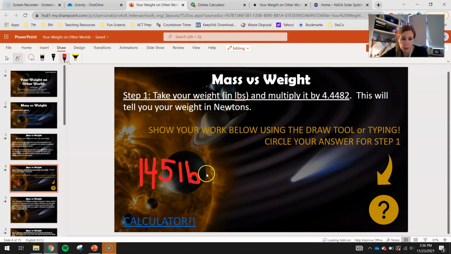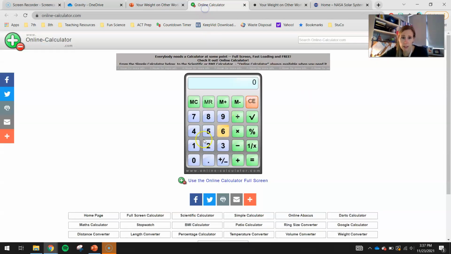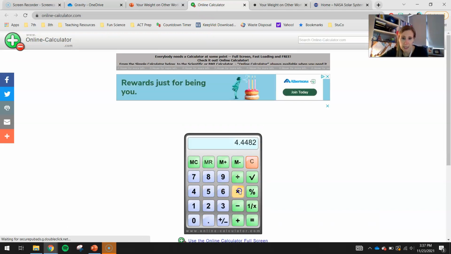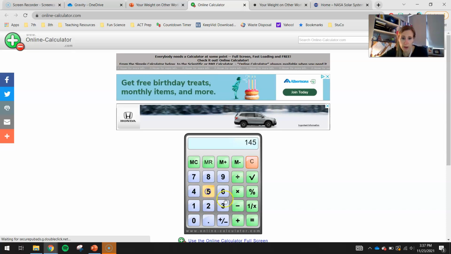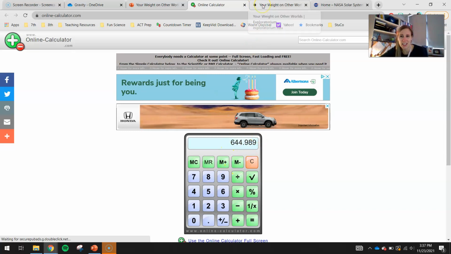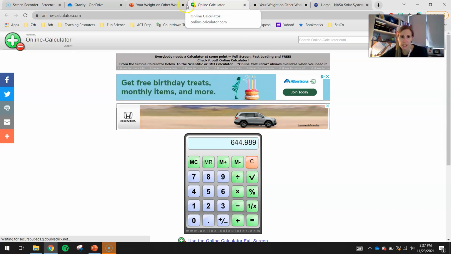So I'm going to take that mass and multiply it by 4.4482. You need to show your work on this slide. So I'm going to go to my calculator, 4.4482 times 145 pounds, and this is going to be my weight in newtons. So I weigh 644.99 newtons. You can round to 1 or 2 decimal points, that is fine.